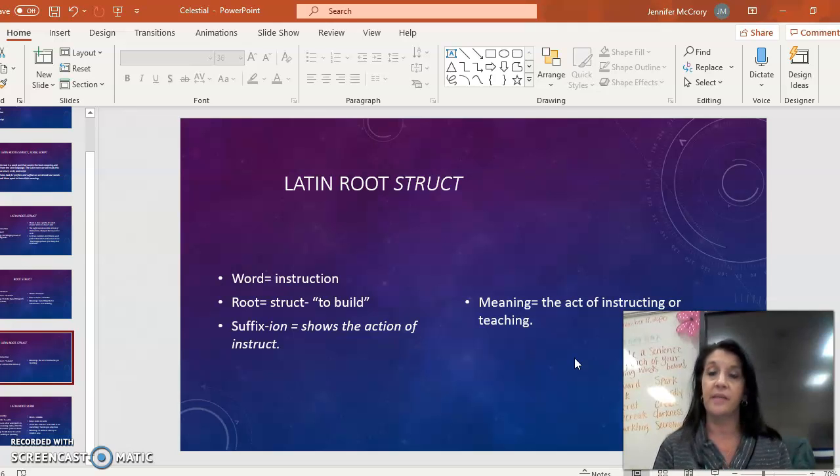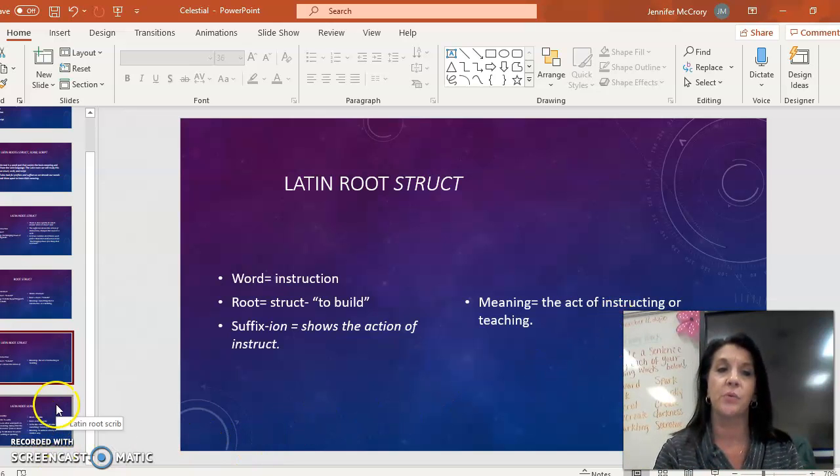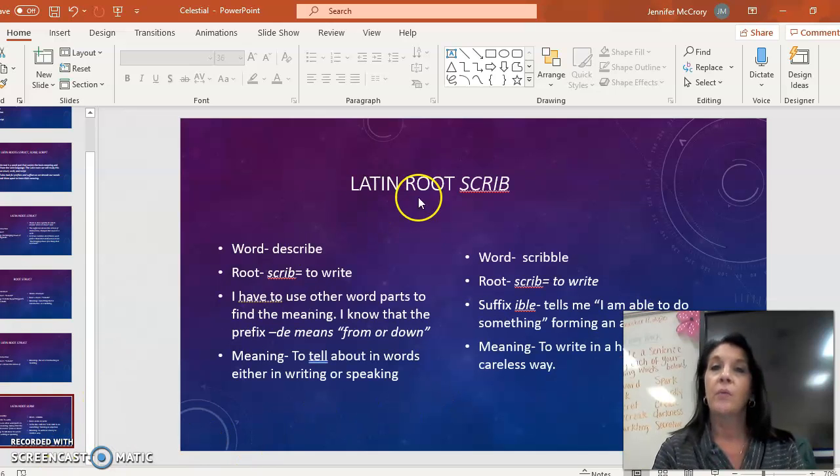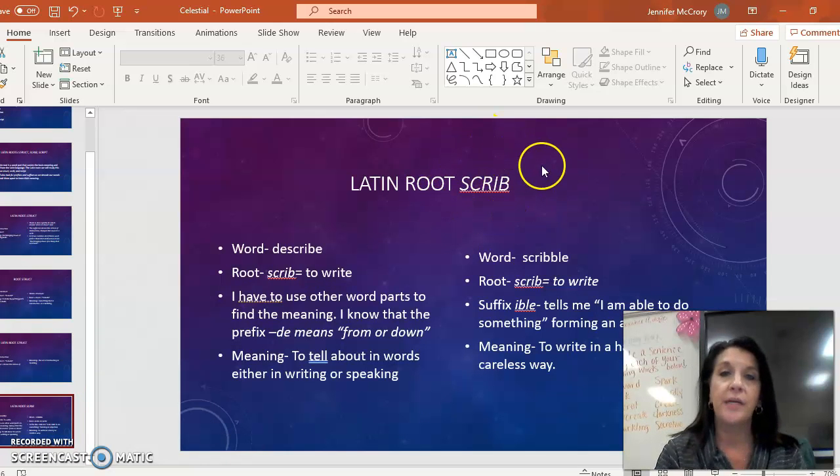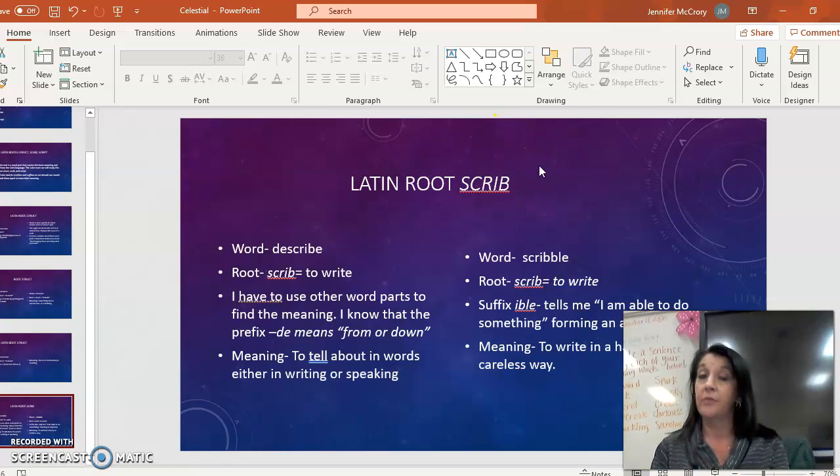Simple. Makes sense when you put it all together. You pick it apart and you bring it back together. Fabulous job. I knew you guys were with me. So let's move on now to our second Latin root, and it is scribe. Okay, now let me tell you one thing before we get started. Scribe and script, they both mean to write.